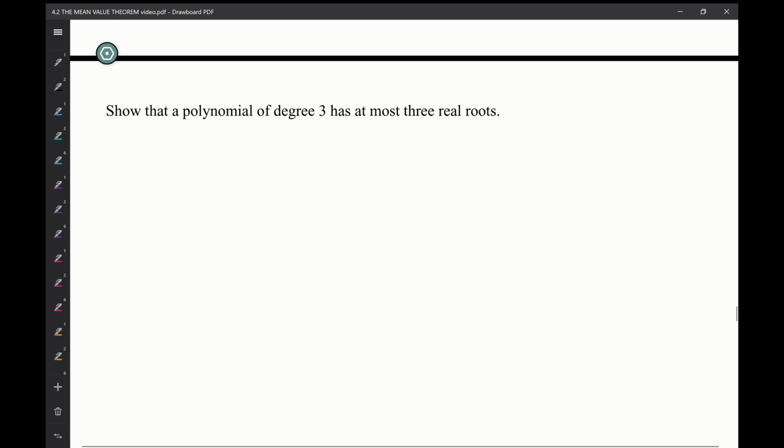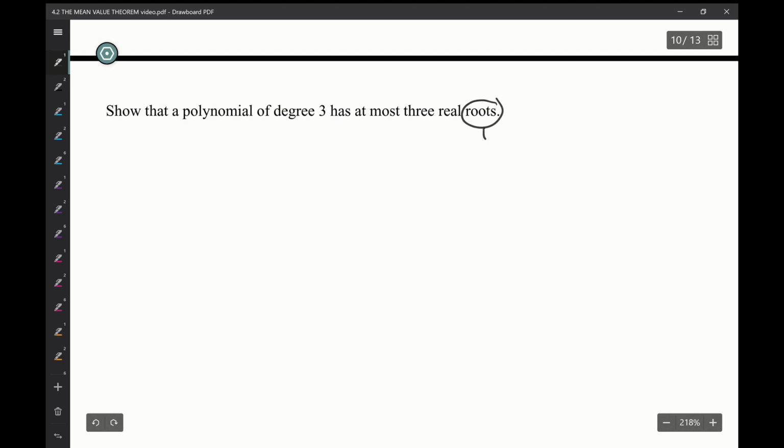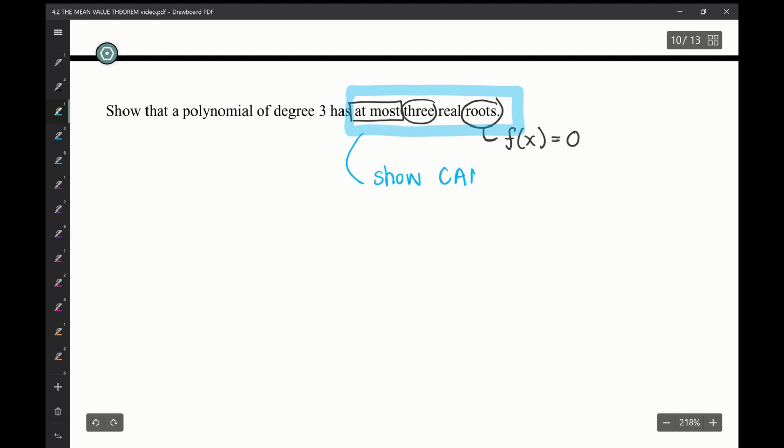Let's show that a polynomial of degree 3 has at most 3 real roots. A root is a solution to the equation f of x is equal to 0. And we're trying to show that there are at most 3 of these. In order to show that there are at most 3 real roots, we need to show that there cannot be 4 real roots.